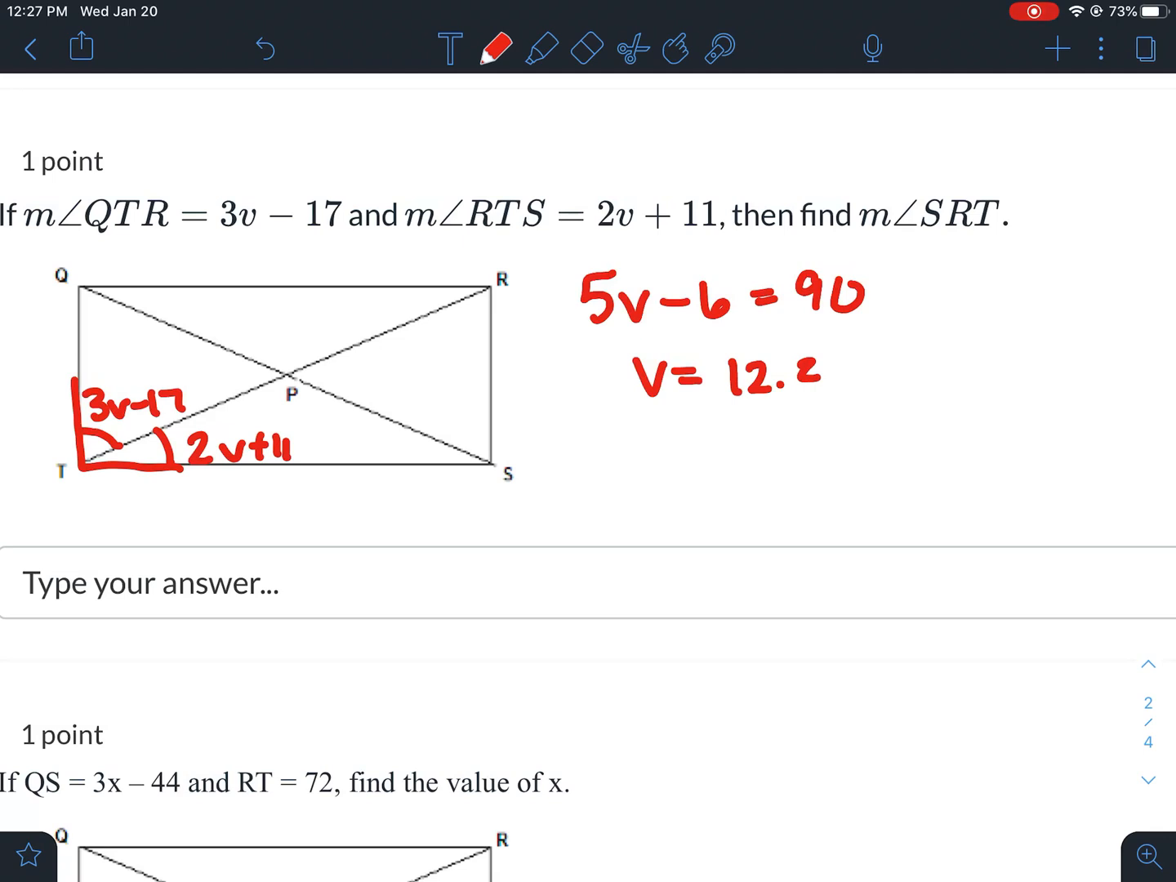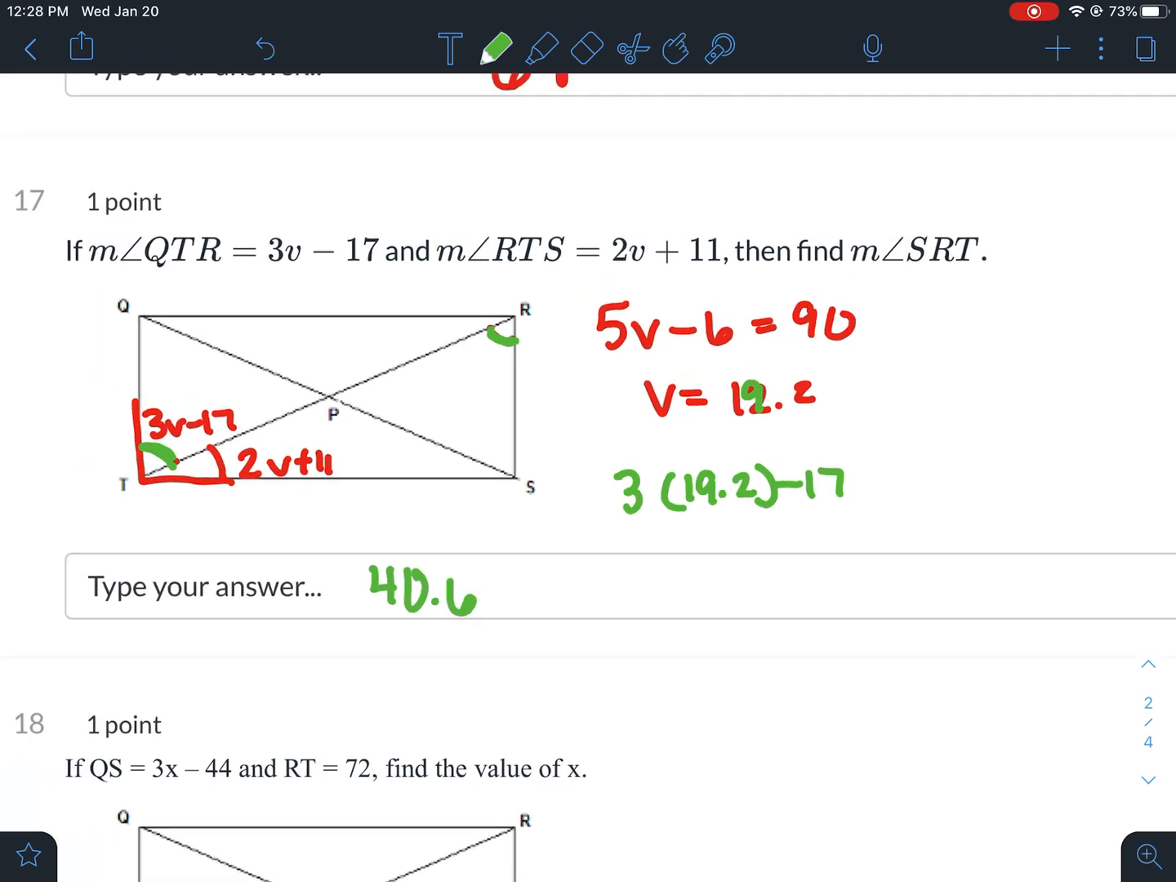So 96 divided by 5, 19.2. All right, so then they want us to find SRT. SRT right there. This angle is equal to this angle, so we're going to plug that in. 3 times 19.2 minus 17 gives us 40.6. Beautiful.